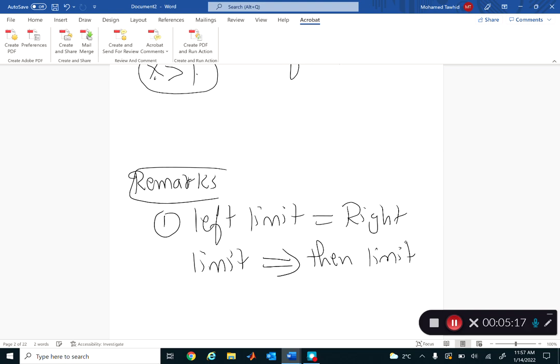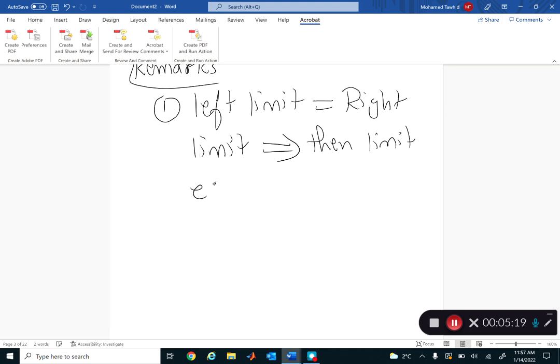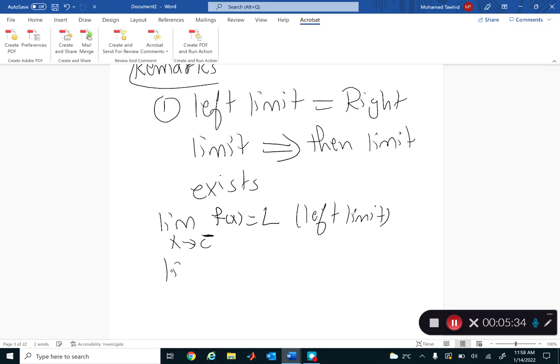The limit exists, right? For example, if your left limit, x close to c from the left, your f of x equals, say, L. That is our left limit, right? Then limit x close to c from the right, your f of x equals, say, R. What is L? A number.